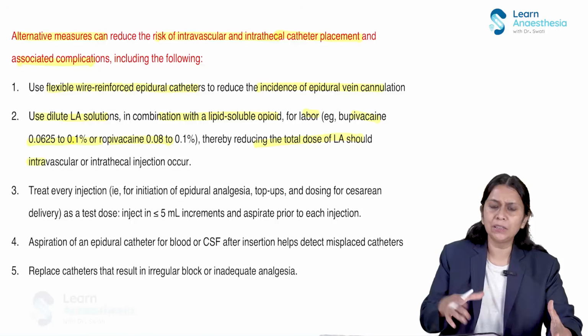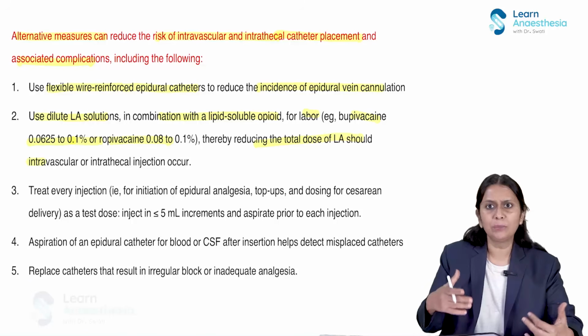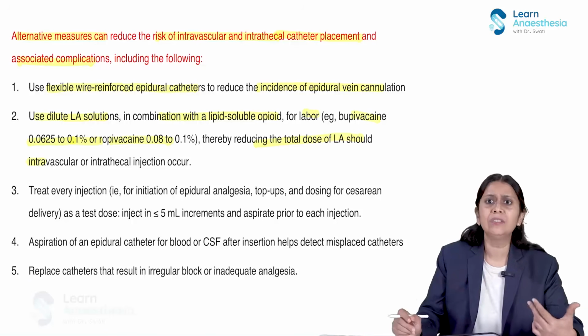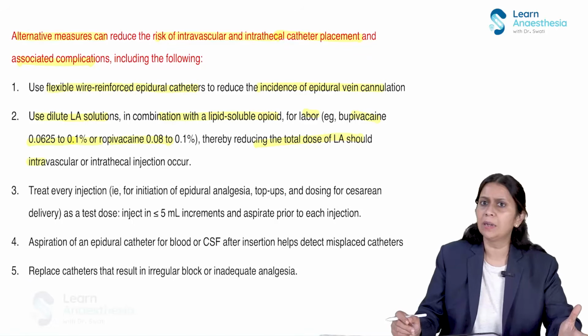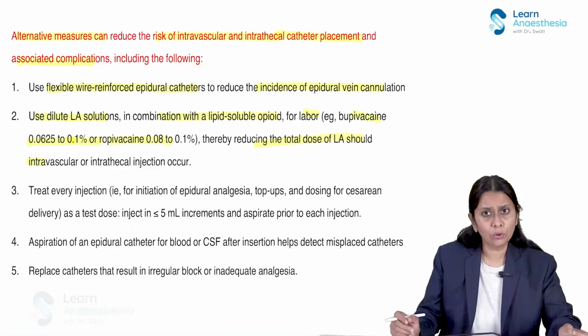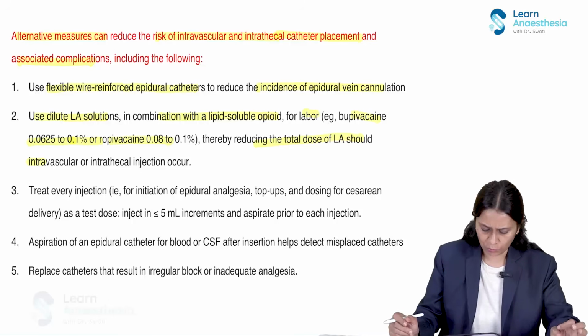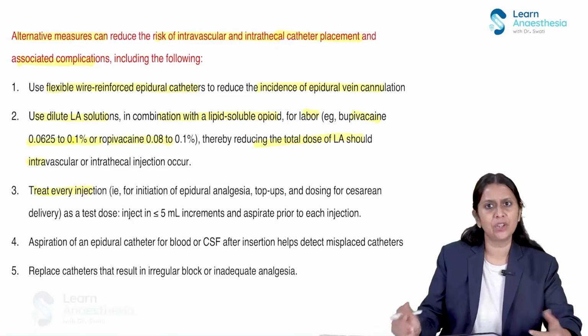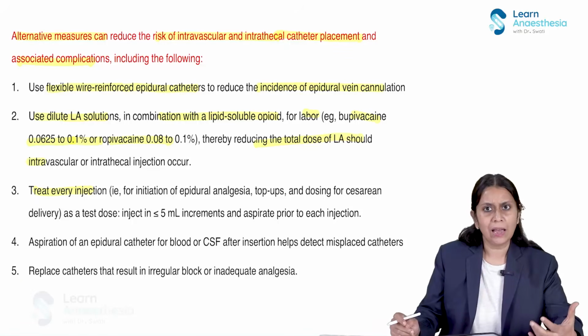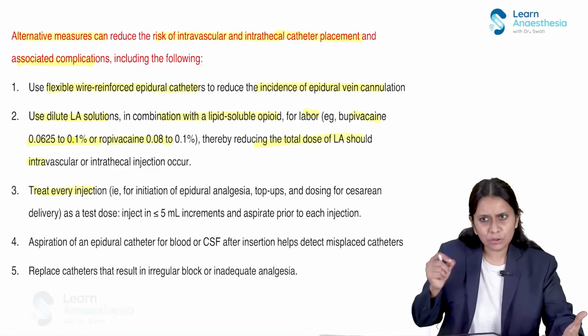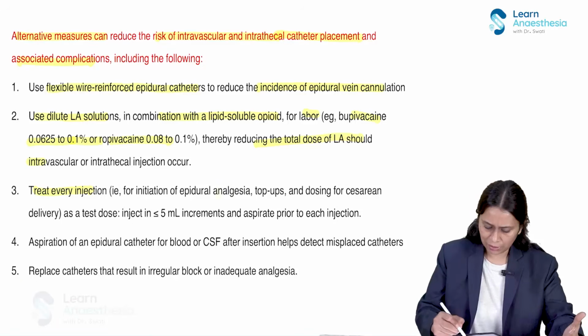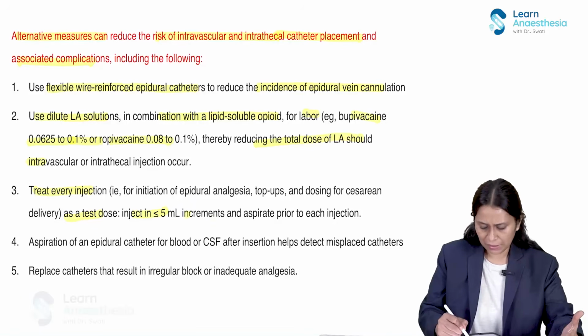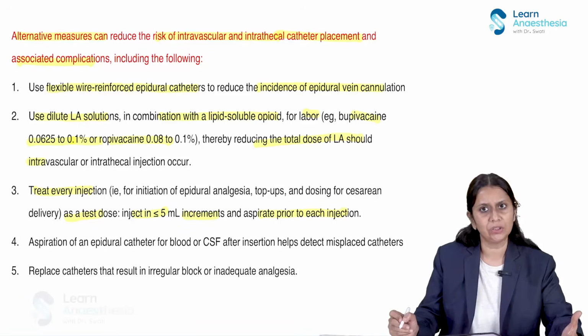Mix opioid with it, so the analgesic effect would be better, but overall the concentration requirement will also decrease, because this will increase the safety. So that's why for labor analgesia, it's always preferred to give the combination of local anesthetic in a low dose with a lipophilic opioid. Then treat every injection in obs patient as the test dose. So give a small incremental dose, right? So as a test dose, inject less than or equal to 5 ml increments and aspirate prior to each injection.